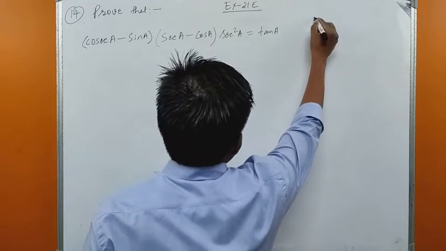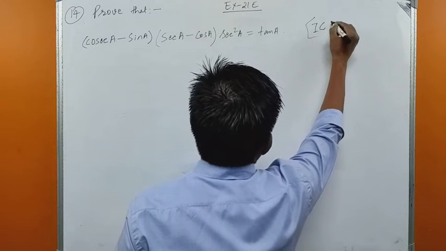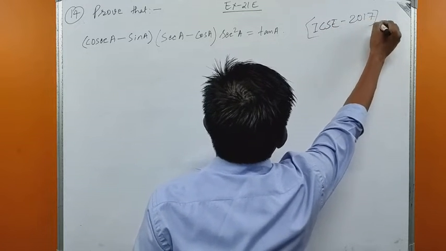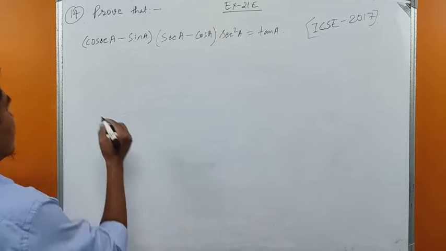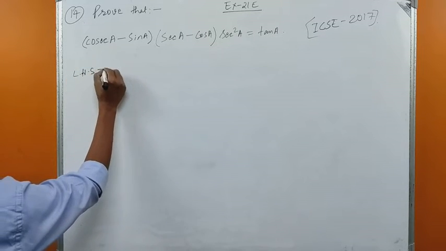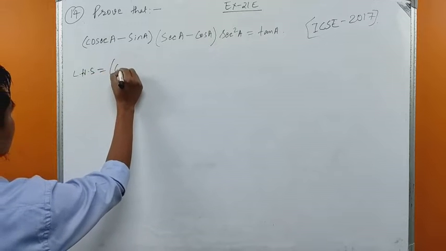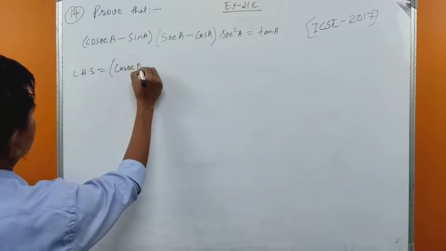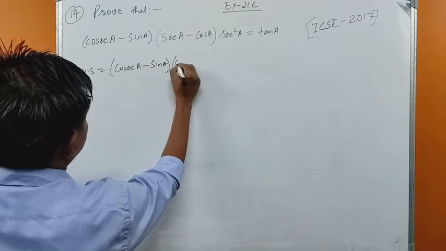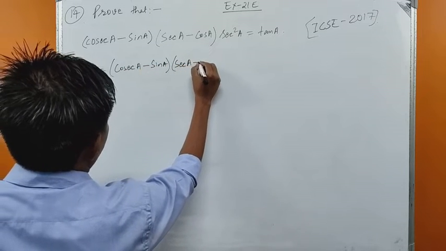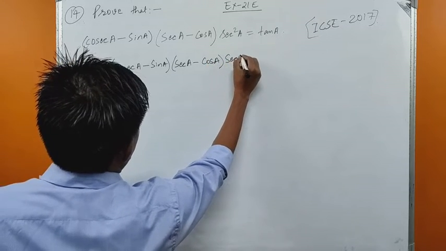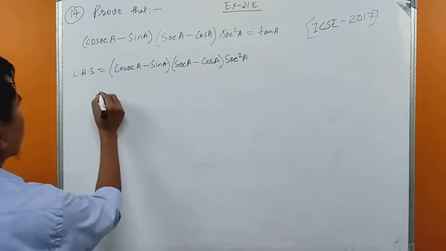So this question has been asked in the ICSE examination 2017. Okay, this is one of the important questions. So let's do this. LHS: first we copy the left hand side. Cosec a minus sin a into sec a minus cos a into sec square a. So this is the left hand side.